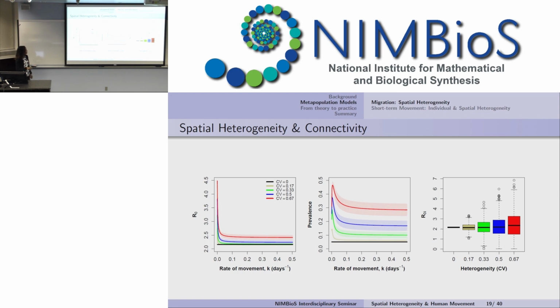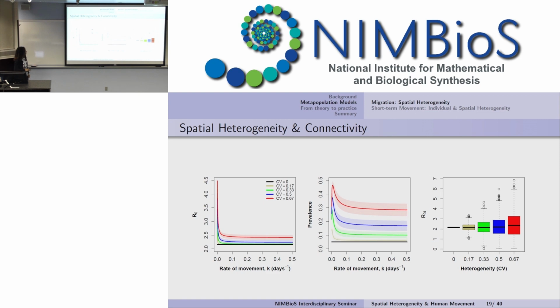And so we see the same thing when we look at prevalence. So here, prevalence I'm defining as the proportion of individuals infected at equilibrium. So again, as you increase heterogeneity, you increase prevalence. But what we see here is that this is not happening in a monotonic fashion when we look at it as a function of movement. So as the network is becoming more connected, it turns out there's actually some intermediate rate of movement or intermediate level of connectivity that maximizes disease prevalence.